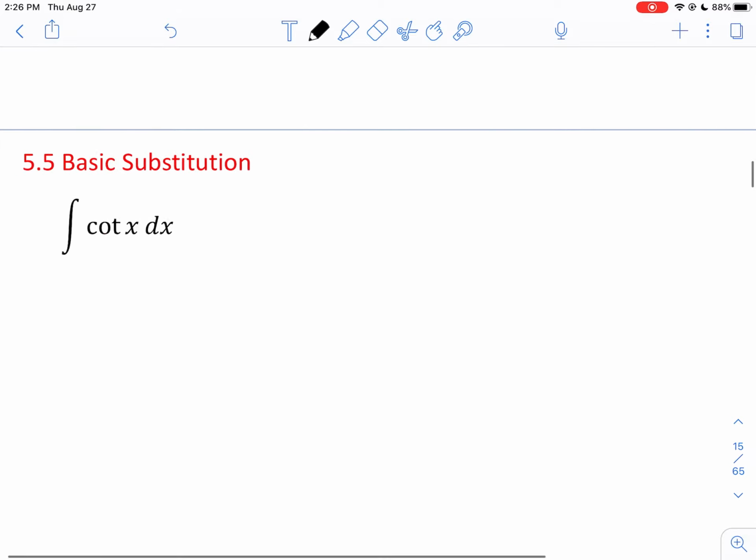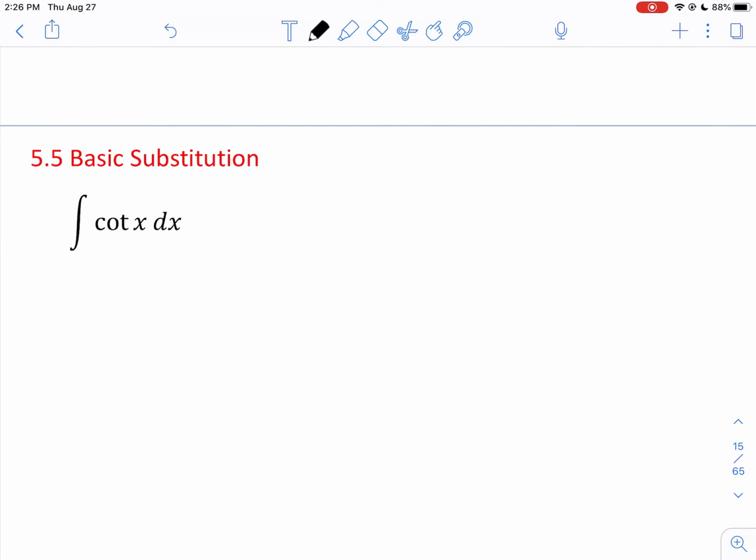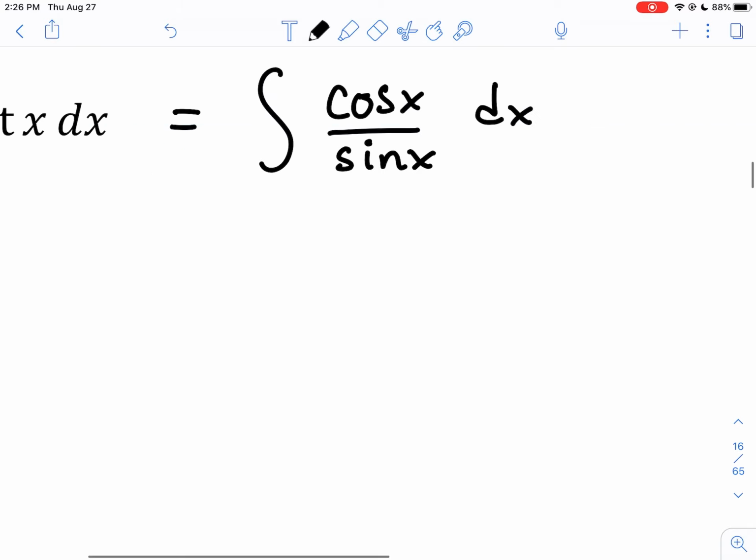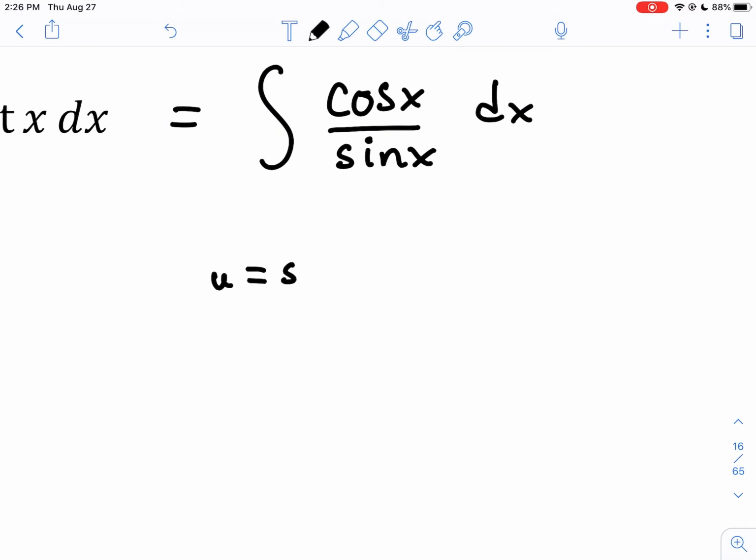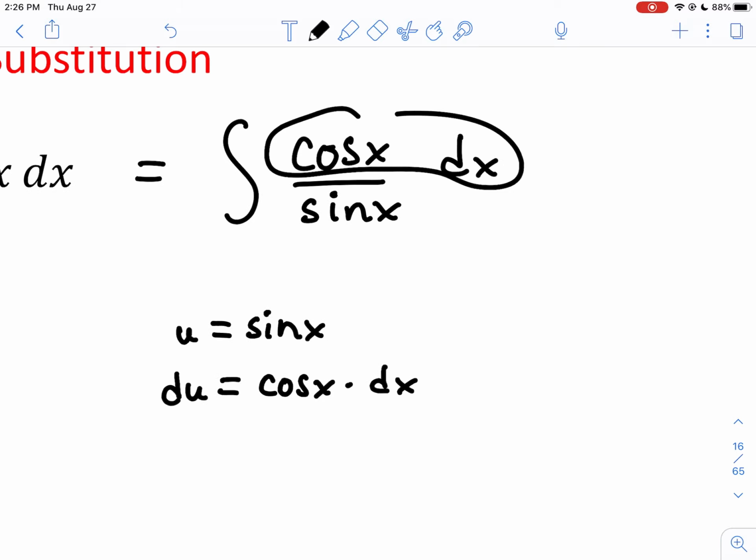This is a good time for you to, again, pause the video and try this one here, cotangent. It's going to be very similar to how we did tangent. You can try it on your own and then unpause the video and see if you agree with what I do here. Cotangent is cosine of x over sine of x. I'm going to let u be the denominator, not the numerator. And the derivative of u with respect to x is cosine of x. And then I'm going to skip a step by multiplying the dx already to that side. And there it is, cosine of x dx.